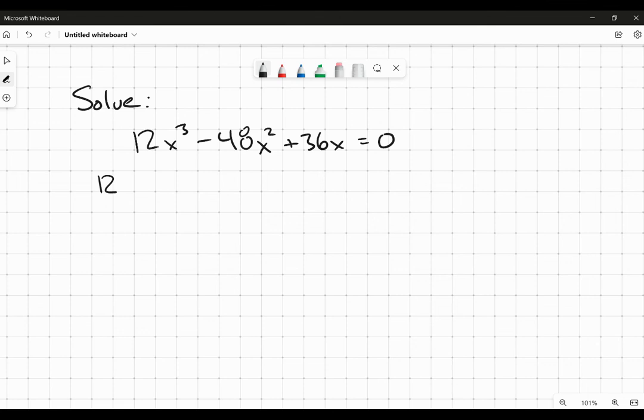And then in addition, there's an x that's common to each and every term here. So I'm going to factor out that x there. That's going to leave me with x squared minus 4x plus 3 equal to 0. So I've got these two factors multiplied together.